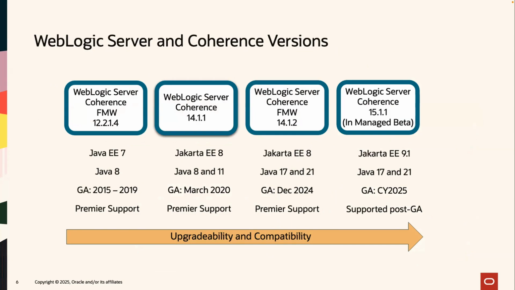So depicted here are the currently supported versions of WebLogic and a version that's currently under development and available in beta. The two versions on the left represent the majority of customer deployments of WebLogic applications. They're WebLogic Server and Coherence 12.2.1.4, which also supports the full Fusion middleware product line. We continue to support applications deployed to 12.2.1.4. It supports Java EE 7, the use of Java 8, and we have many customers happily deployed on 12.2.1.4.